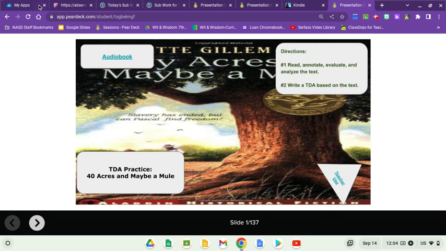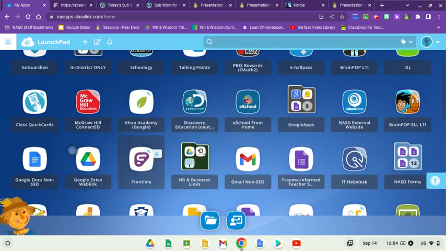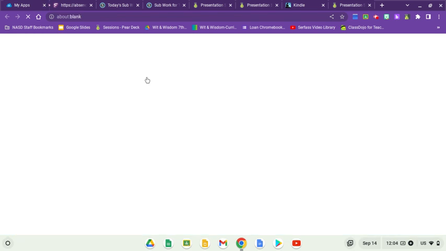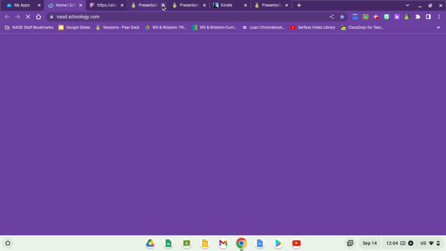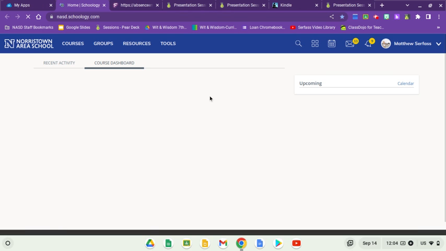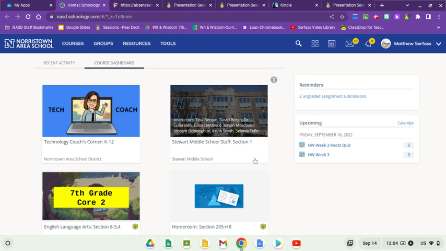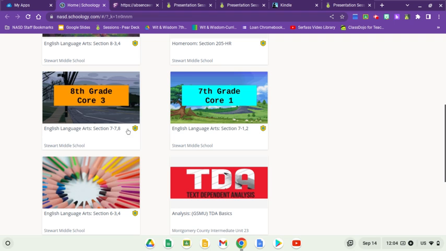What you do is you go over to your handy dandy app, your class link, you go to Schoology just like that. And once you're in Schoology, you look for your favorite class. That favorite class of yours is 8th grade core 3. Look at that. You click on that.